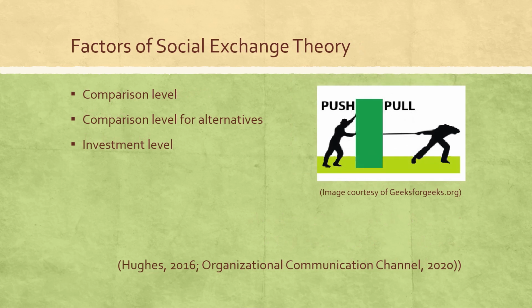Factors of social exchange theory. Not only are rewards evaluated by participants in the relationship or the group, but they also evaluate the comparison level. Does the outcome match the expectations? When looking at the comparison level for alternatives, a person is asking if the current situation is as good or better than the alternatives available. Finally, they look at the investment level. How much work, energy, or effort has been put in, and what would be lost?